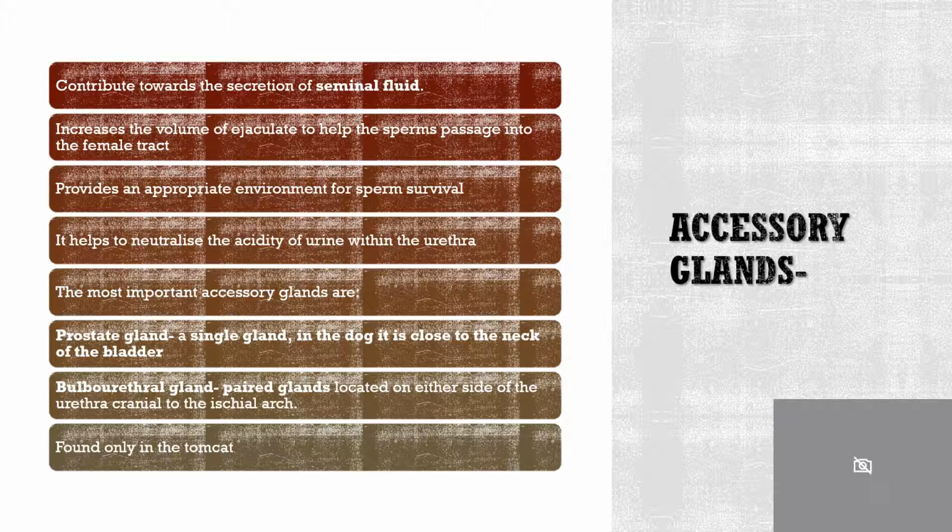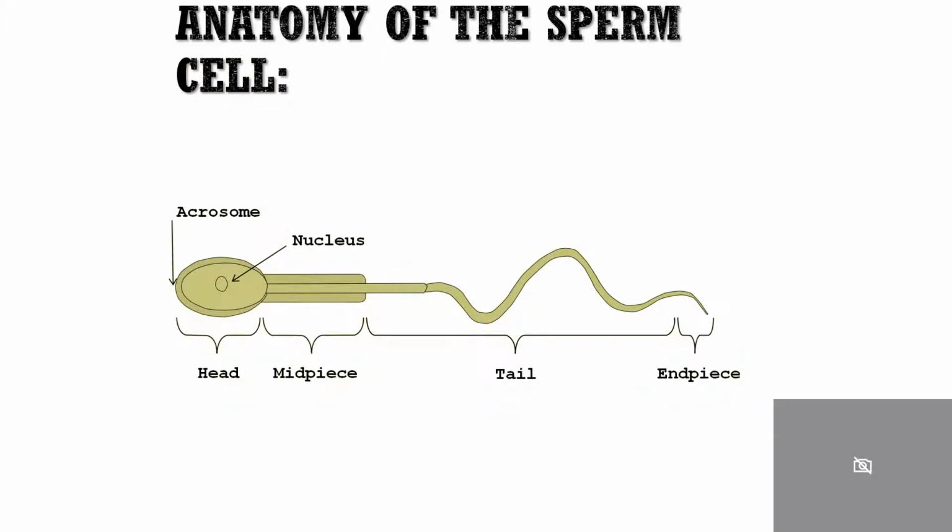The bulbourethral gland. These are paired glands located on either side of the urethra, cranial to the ischial arch, and these are found only in the tomcat. The image provided shows you the anatomy of a sperm cell.